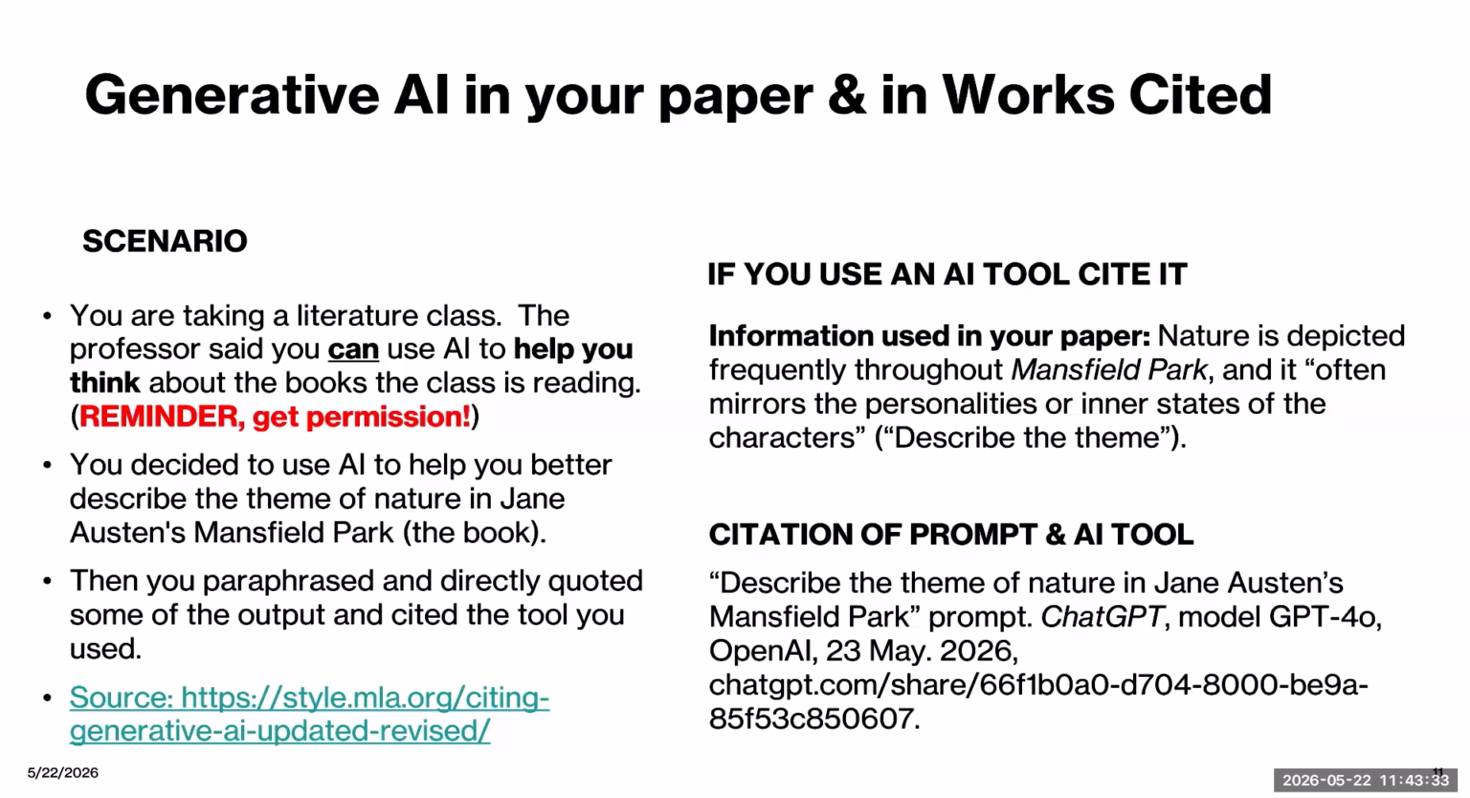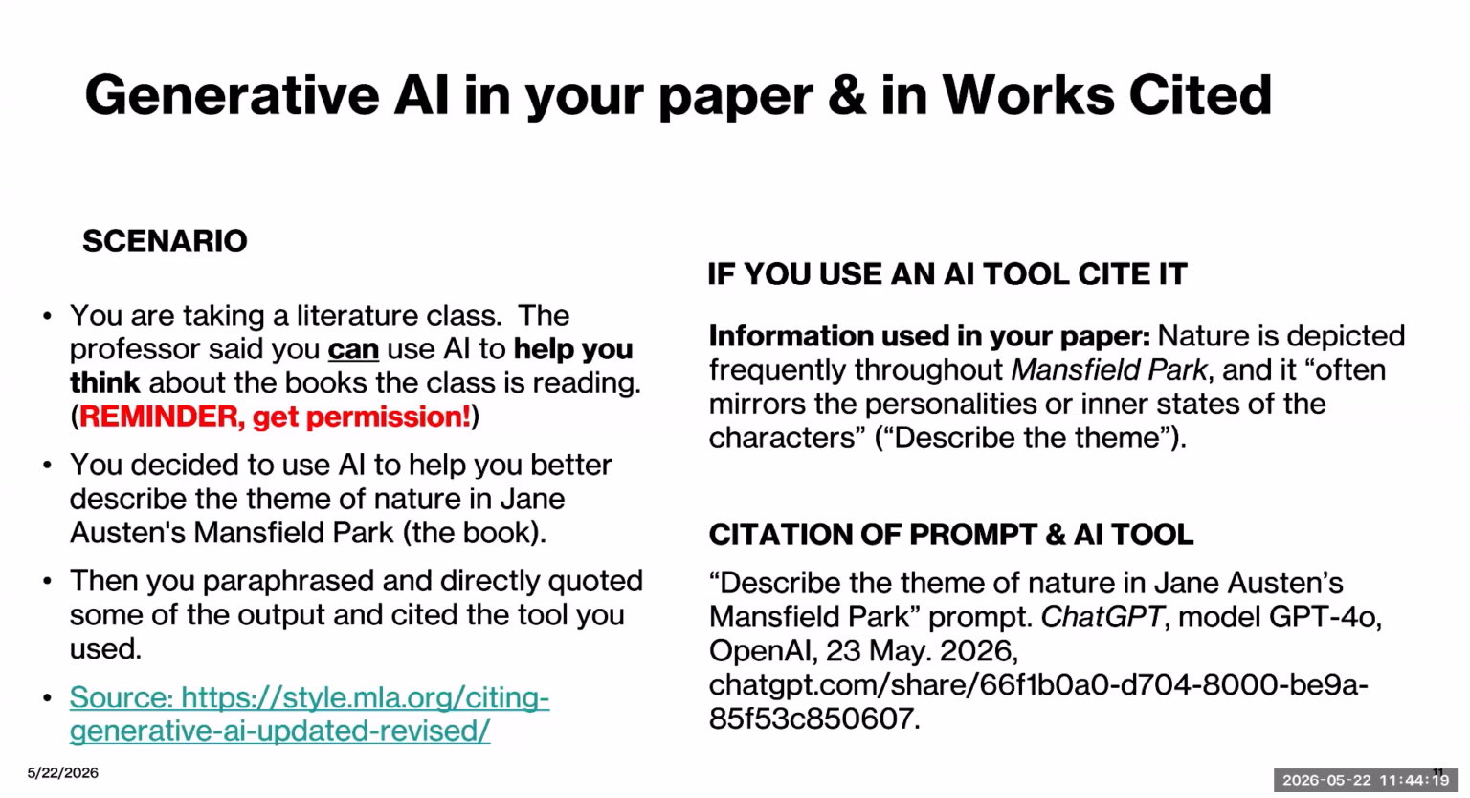It's a tool. For this example, you are taking a literature class, and the book that the class is studying is Mansfield Park by Jane Austen. One of the things your faculty member has asked you to locate or describe is the theme of nature in this particular book. You place into ChatGPT the prompt, describe the theme of nature in Jane Austen's Mansfield Park. ChatGPT says, it often mirrors the personalities or inner states of the characters. You will then cite, describe the theme, if you use this in your paper. You are citing the tool that you used.